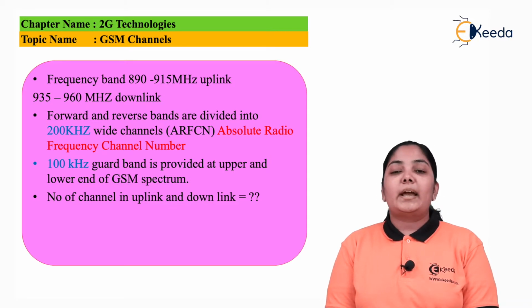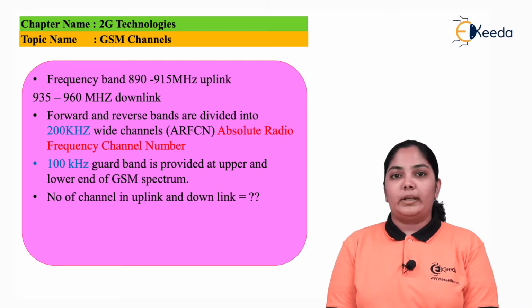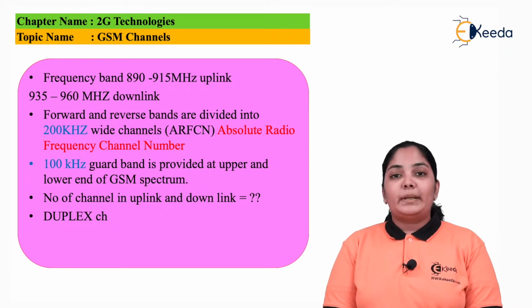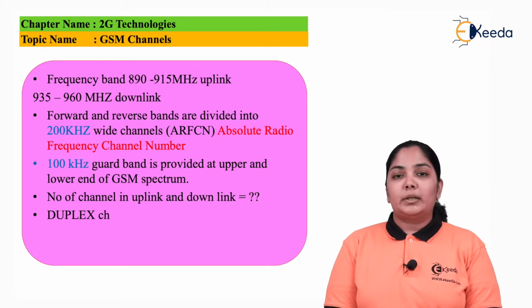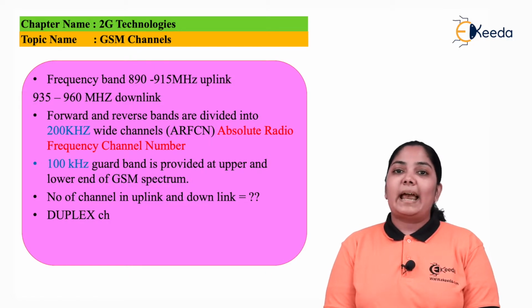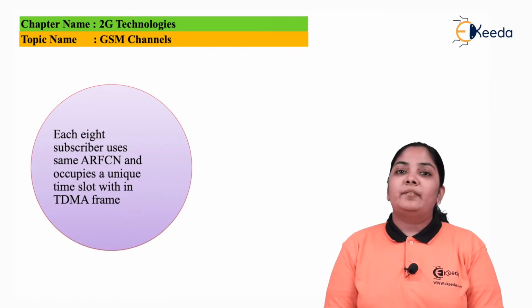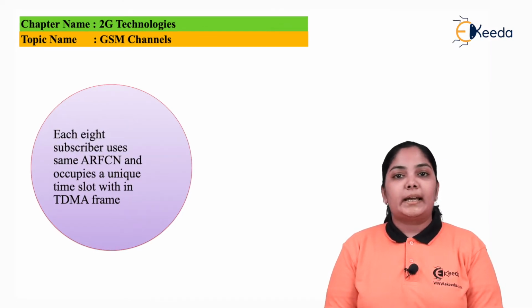124 for uplink and 124 for downlink. So altogether, we have 124 duplex channels available in GSM for communication. Duplex, as we know, is nothing but a two-way communication in which a user is simultaneously transmitting and receiving information. In GSM, as we know, every user is divided in time slots.